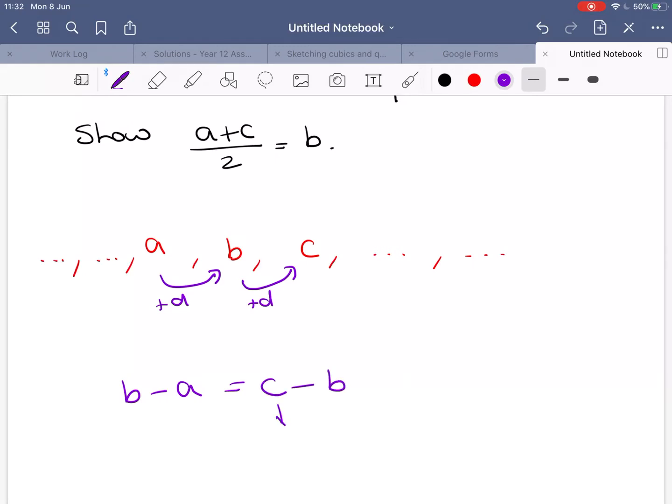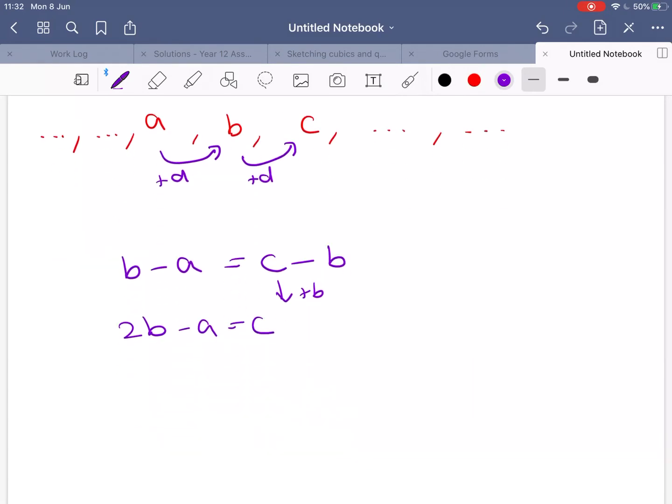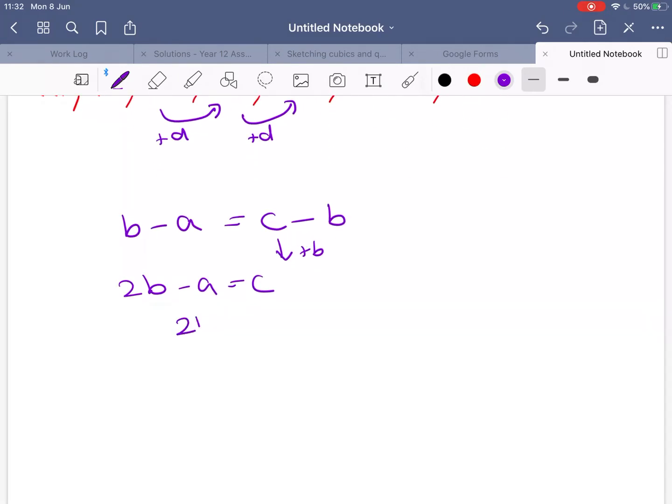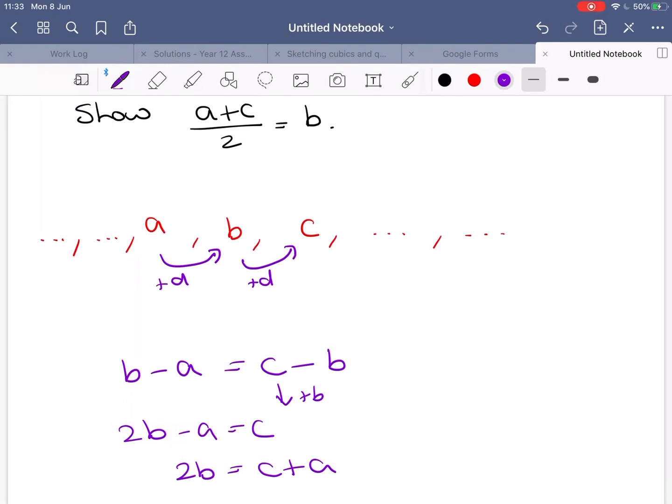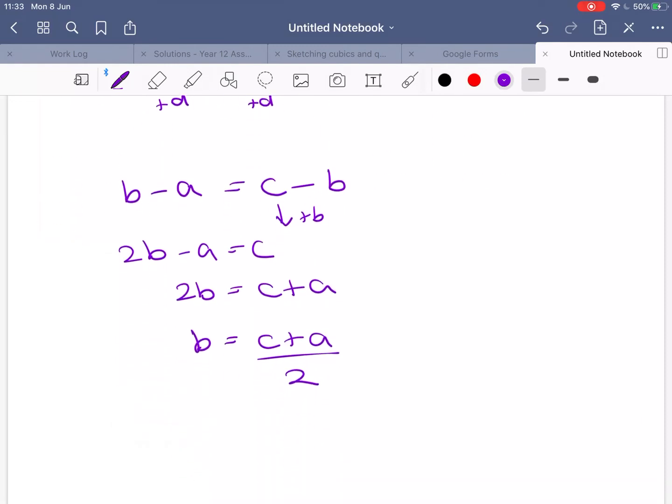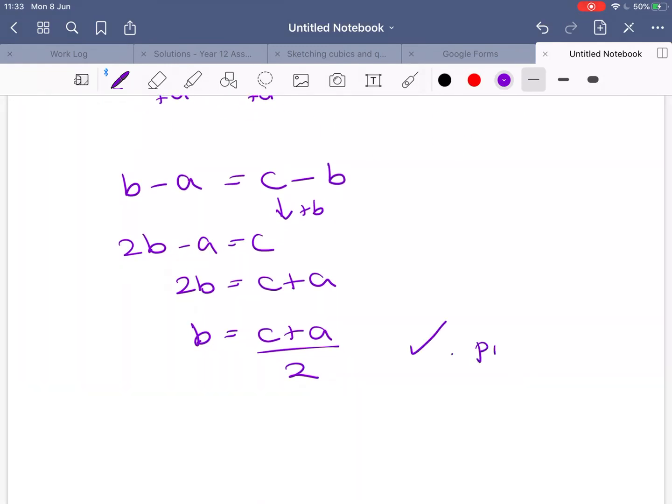And now hopefully you can see if I add B to both sides, I'm going to get 2B minus A equals C. If I add A to both sides, I'm going to get 2B equals C plus A. So I end up with B equals C plus A over 2. And that's what I wanted, because C plus A is the same as A plus C. So there we go. I've proven what the question asked me to prove.